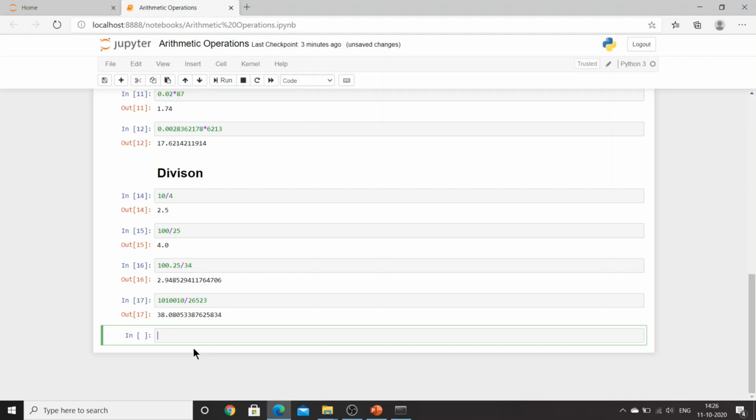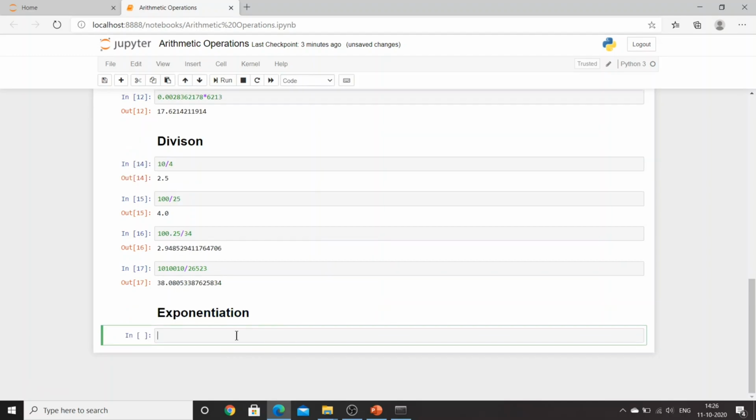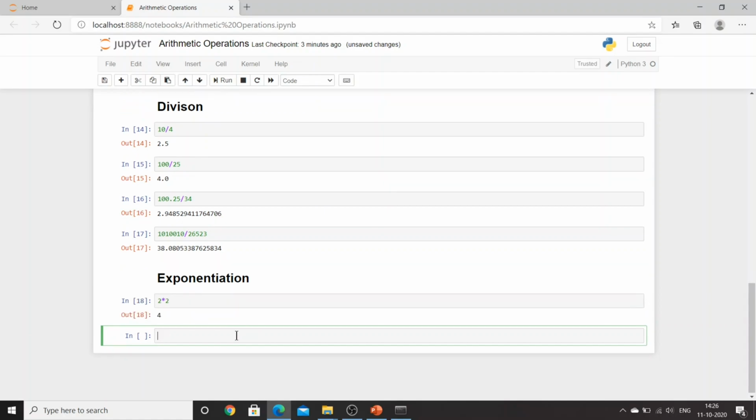So next is exponentiation. And so I'll just correct it. Yeah, so exponentiation is basically, if I say 2 multiplied by 2, it's 4. But if I say 2 multiplied by 2 multiplied by 2, it's 8. If I say 2 multiplied by 2 multiplied by 2 multiplied by 2, 16. So as many number of times you can multiply 2.